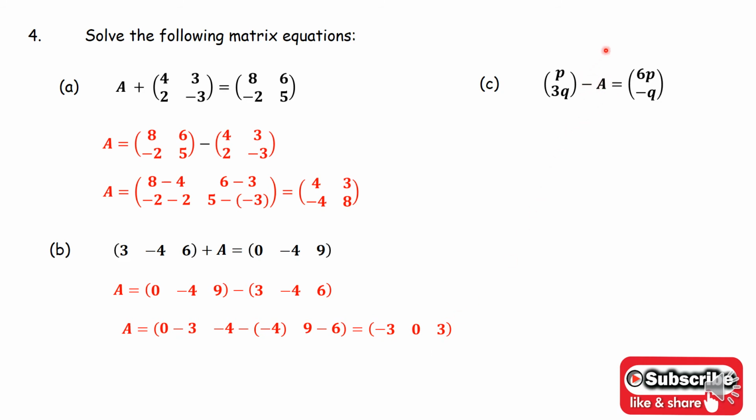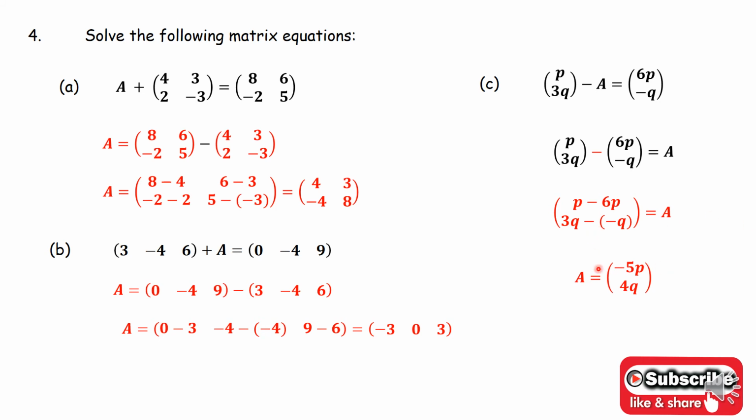I suggest you move the A to the right, and then you get this matrix 6P minus Q to the left. And once you do that, this becomes a negative and this A becomes positive. So now you can subtract the elements from each other. Be careful when you subtract negative 3Q minus Q, you're going to get a positive 4Q there. That should be the answer that you arrive at.